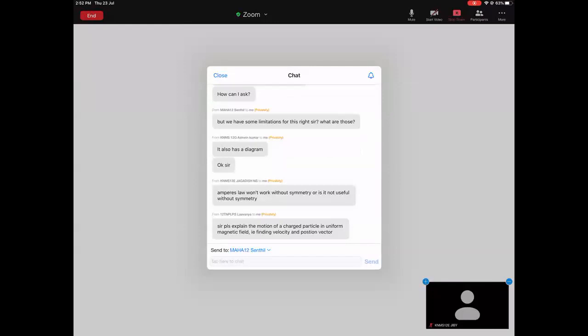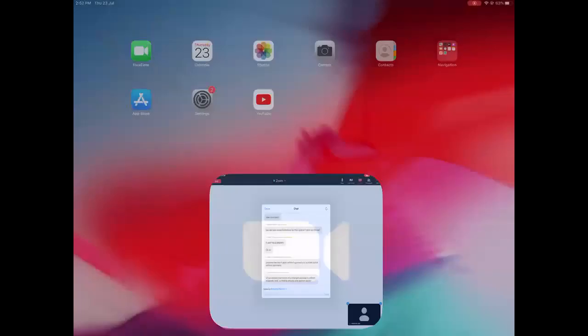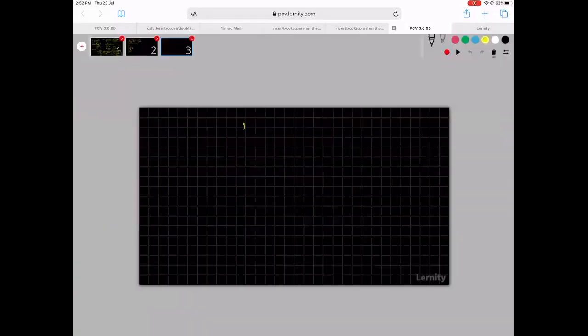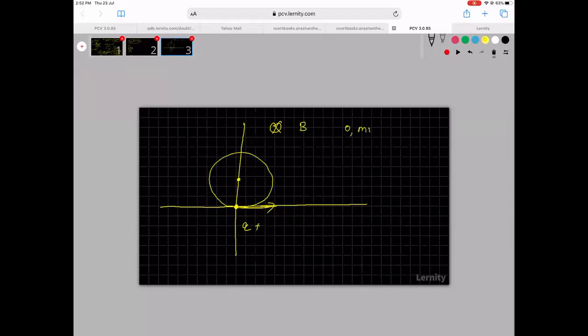Explain the motion of a charged particle in a uniform magnetic field. Okay. Suppose this is a coordinate space. In this coordinate space, you are pushing a particle like this. There is a magnetic field. Suppose this is B and this is Q positive. So what's going to happen? The particle is going to go in a circle like this. Now you know the center of the circle, 0, mv by bq.